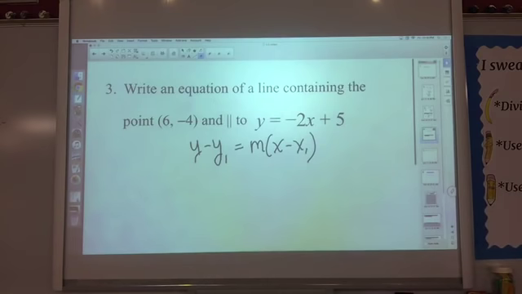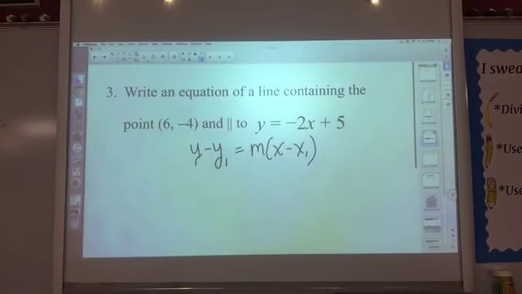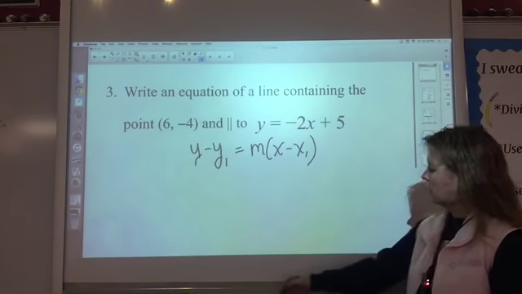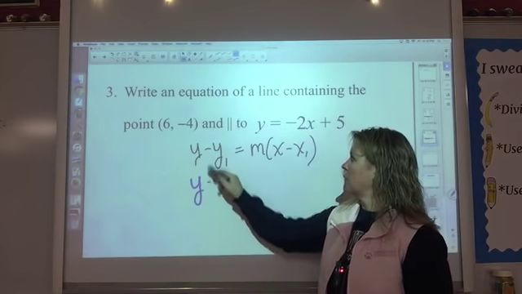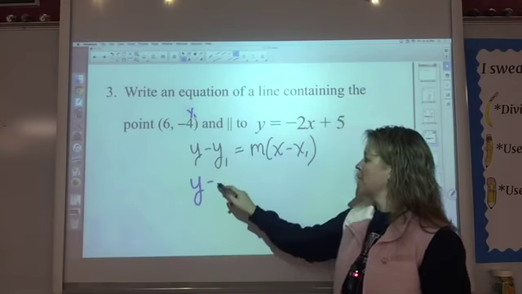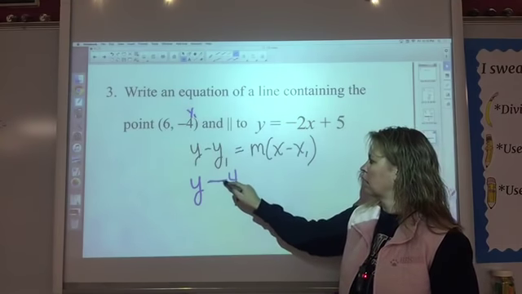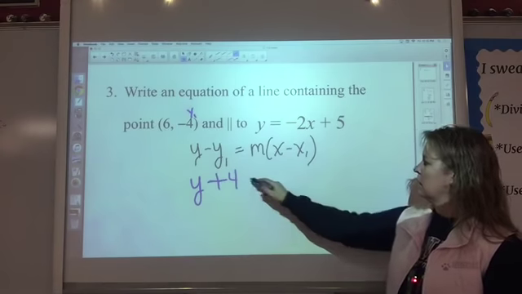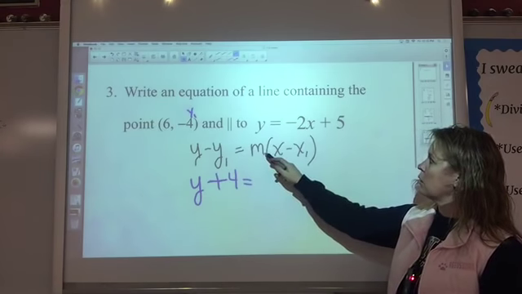I'm sorry, there's a little bit of a glare up there. I hope you can see through it, but I have no way of removing that from the projector. We know y minus y1. We've done this over and over and over. Y minus negative 4, or in our world, y plus 4, equals, we need a slope.